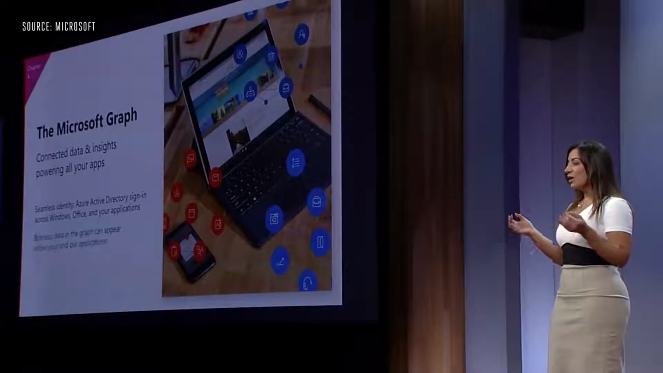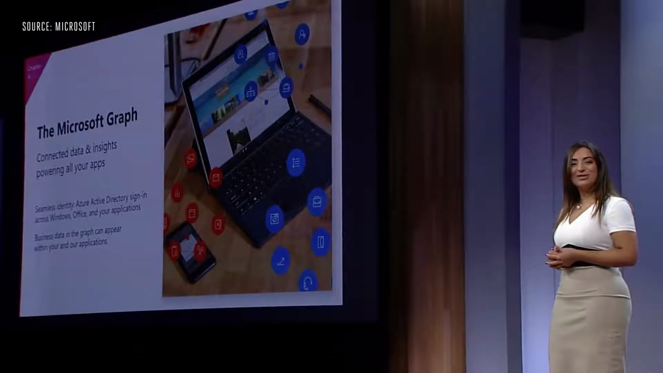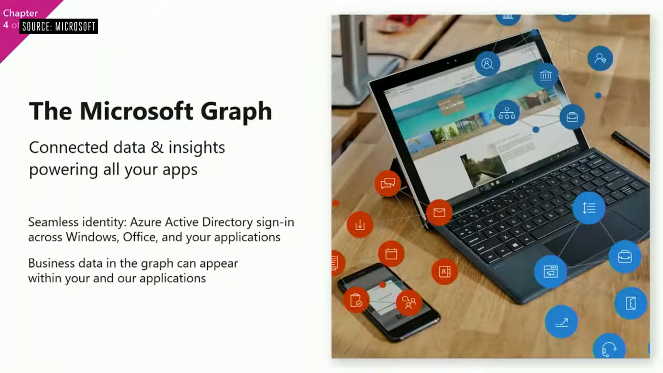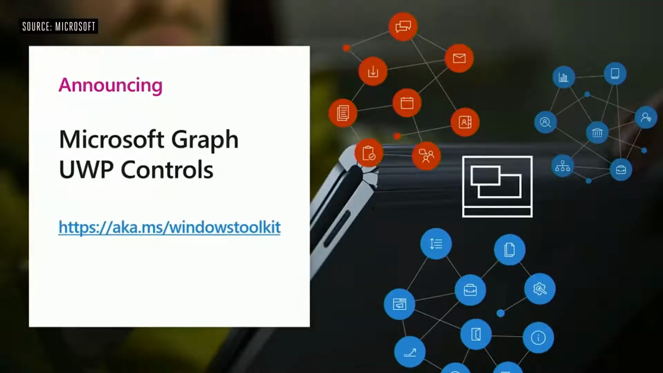By doing so, your app will be able to sign in users seamlessly with the same identity that is used by Windows and Office, and you will be able to use the same business data that Microsoft 365 apps use. To make it even further, I'm happy to announce that we're making the new Graph UWP controls available today.